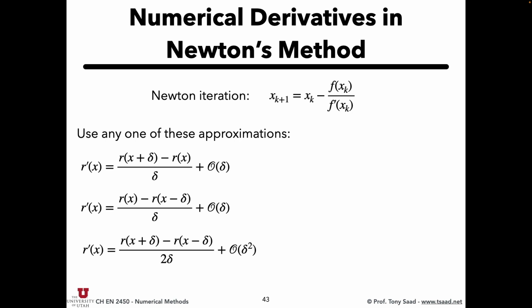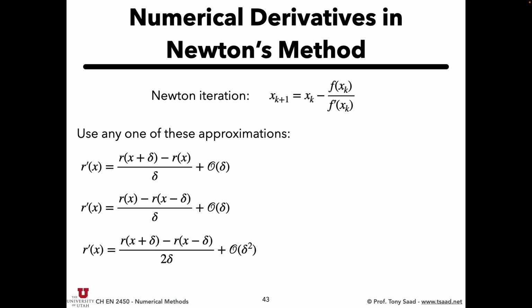Now, these are different approximations for r prime. You will learn in a few weeks how to derive those. But what you should note here is this order for the truncation error, which is related to the error. The error here, we call this a first order error. Again, you will learn about that. And we call this here a second order error.